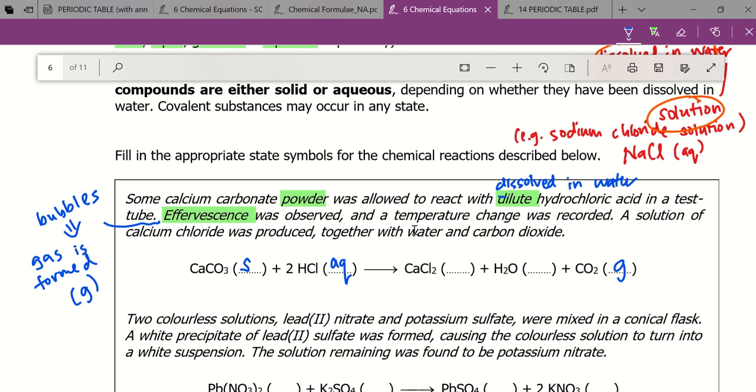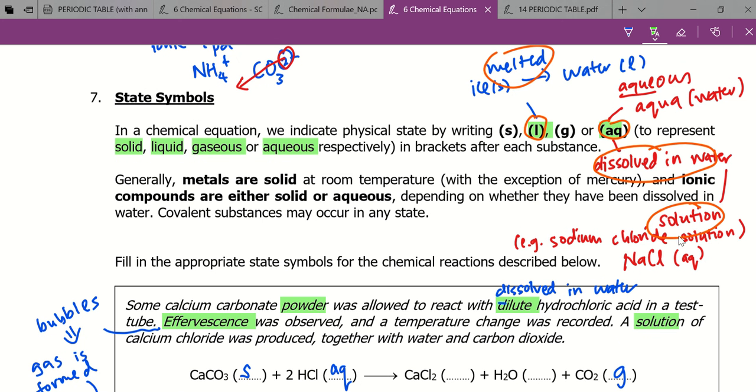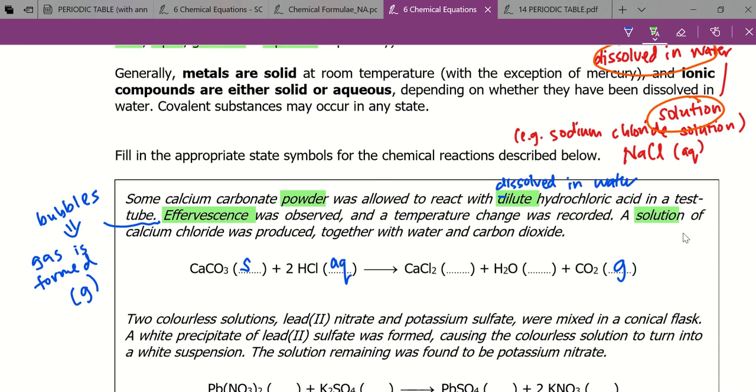Let's go back to the text over here. A solution of calcium chloride was produced. So just now we said the word solution is actually also used in place of the word aqueous, right? So this is a solution of calcium chloride, and our state symbol for CaCl2 is aqueous. And lastly, for water, it is just liquid. Alright, so these are the state symbols for this equation.